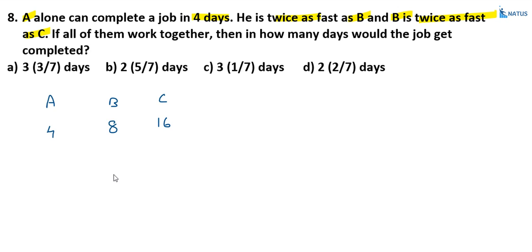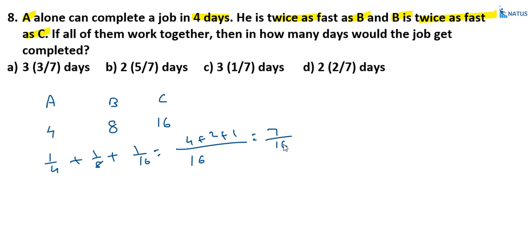Now, what we require? All are working together. 1 by 4 plus 1 by 8 plus 1 by 16. What is the LCM? That is 16. 4 plus 2 plus 1, that is equal to 7 by 16. Per day work is 7 by 16. And how many days are required? You will take the reciprocal of this number. So 16 by 7, that is equal to 2 2 by 7 days is the answer. Option D is the correct answer.